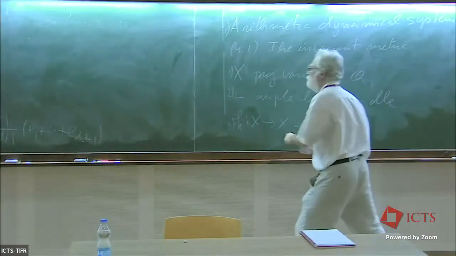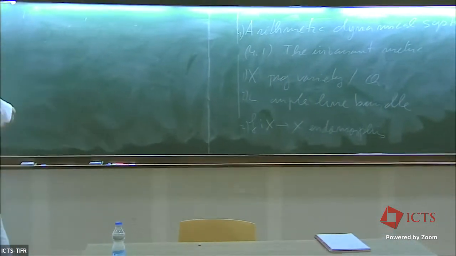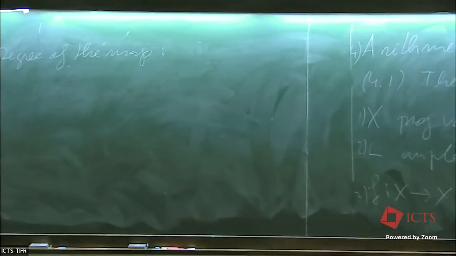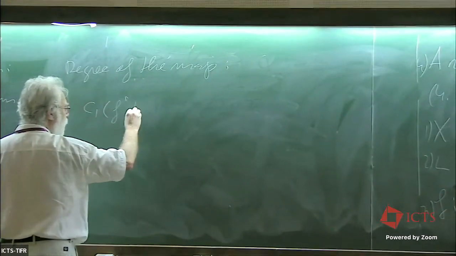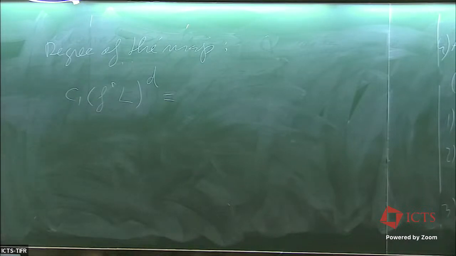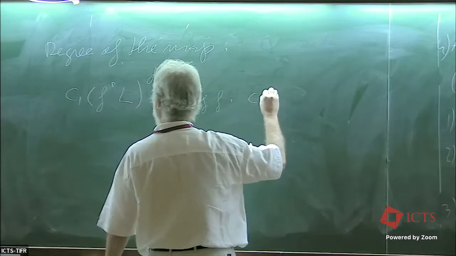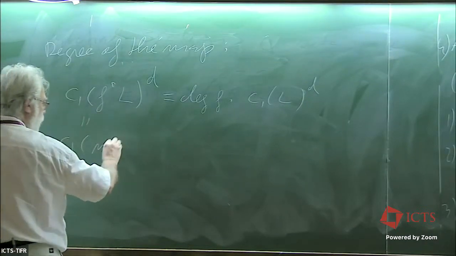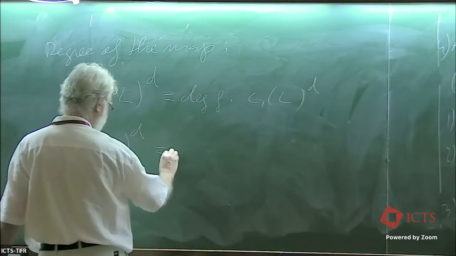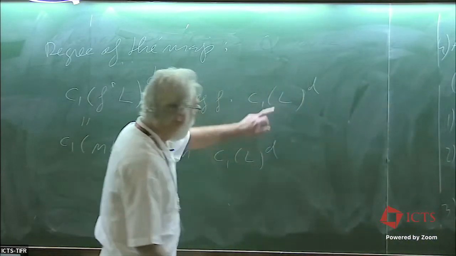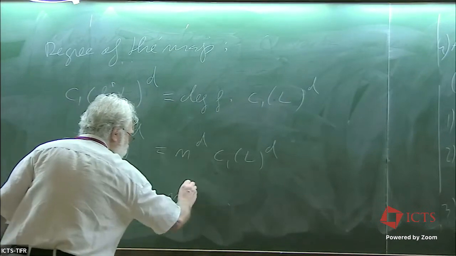So what is the degree of the map? If I compute C1 of F upper star of L to the power of the dimension, which in this case is D, this will be the degree of F times C1 of L to the power D, by the projection formula. But on the other hand, using this isomorphism, this is C1 of N L to the power D. So this means that this is N to the power D times C1 of L to the power D. Since I am asking my line bundle to be ample, I can cancel this and this, and the degree of F is N to the power of the dimension.